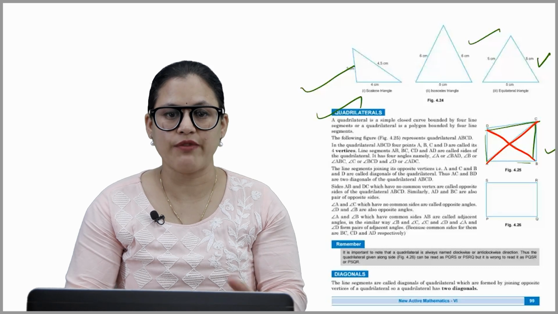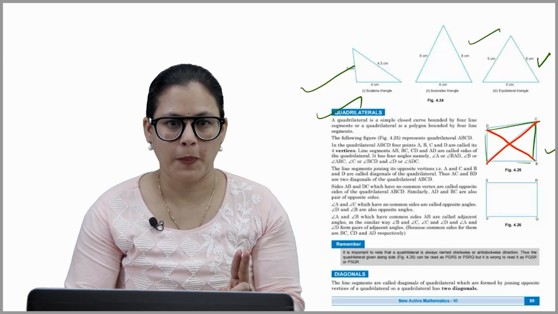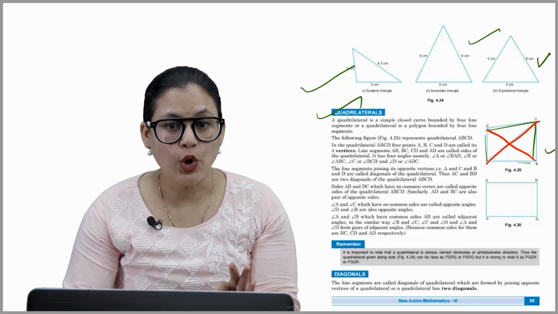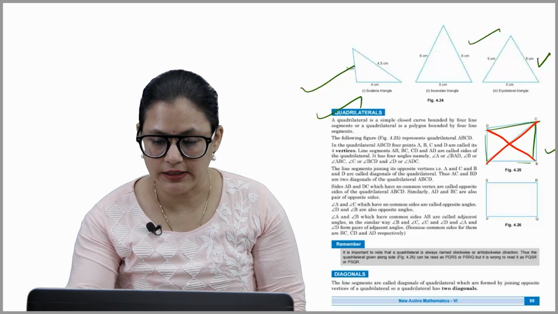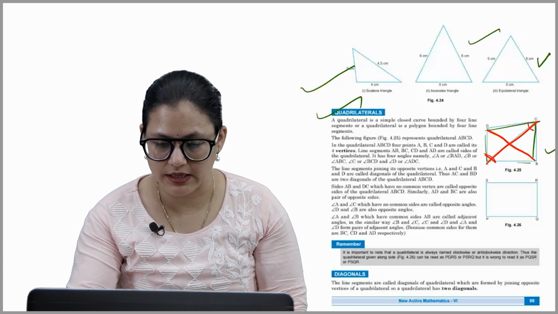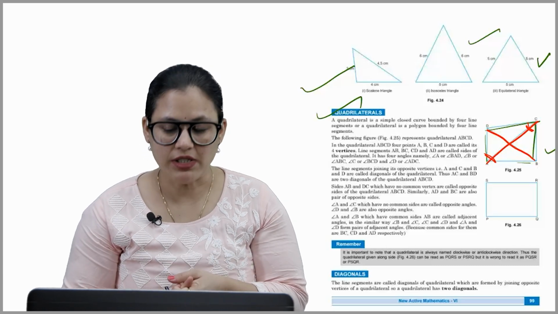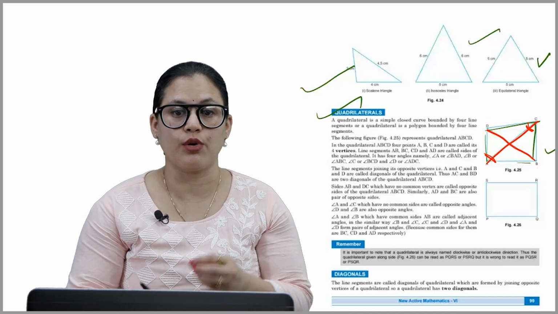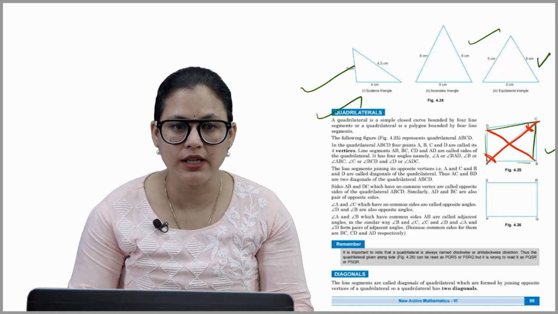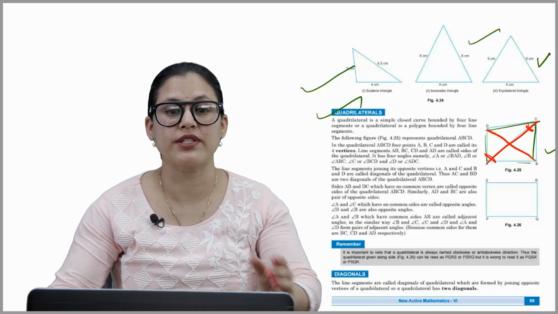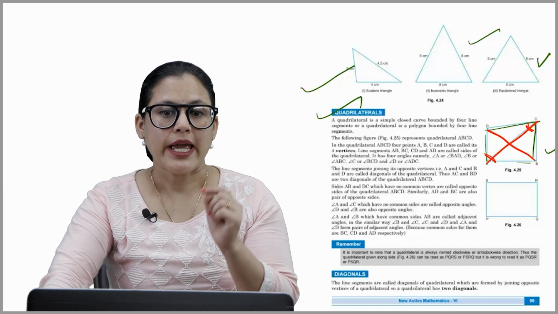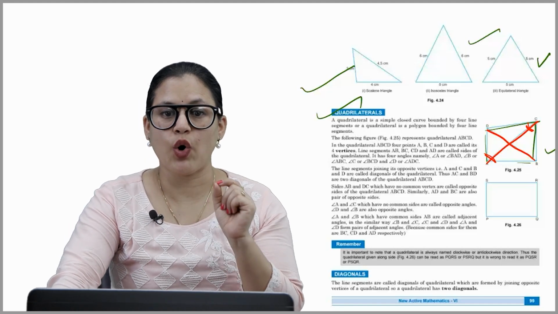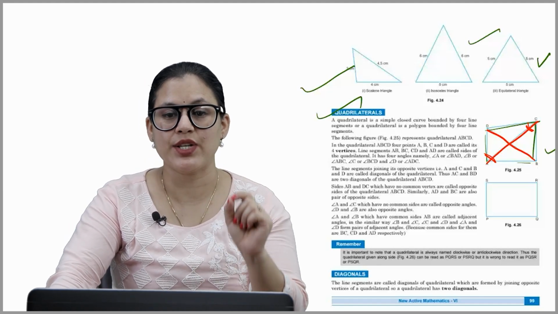Angle A and C, which have no common sides, are called opposite angles. See, angle A and angle C, these are opposite angles. Similarly, angle B and angle D are also opposite angles, right? Because they do not have common sides. Now, angle A and angle B, which have common side AB, are called adjacent angles.